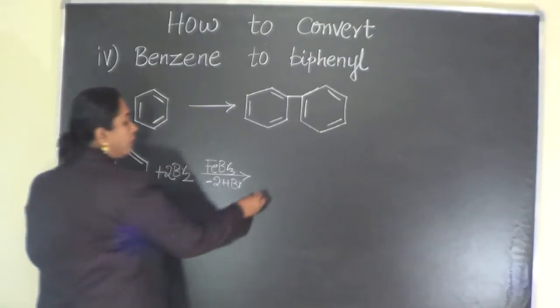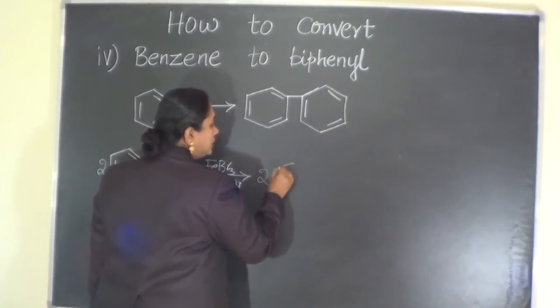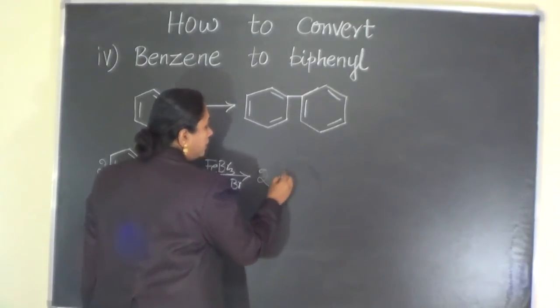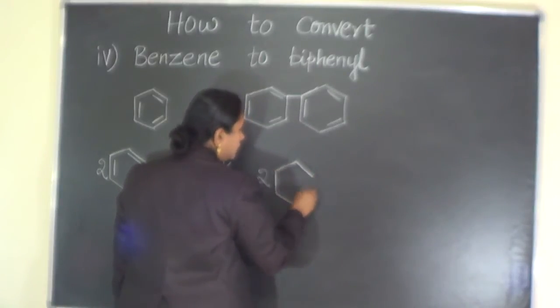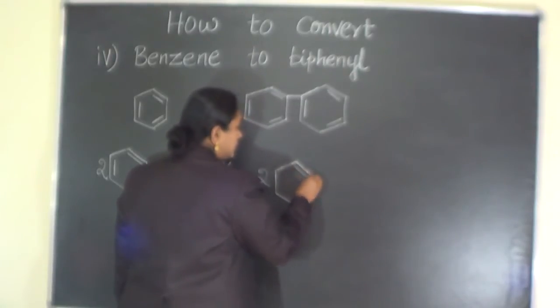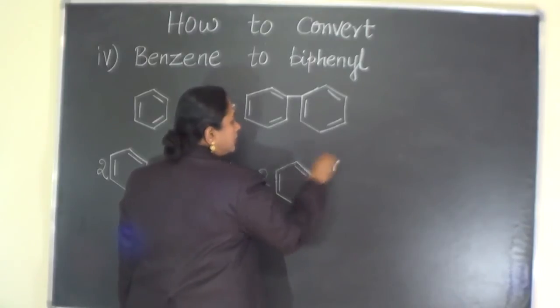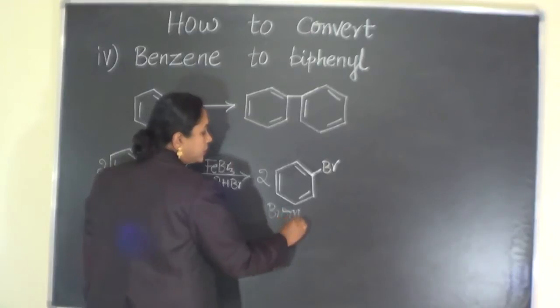Now let us see what is the product we are going to land up with. So two benzene rings. Let me write the structure of benzene ring properly. So there goes our benzene ring. It's not still proper but still okay. So now we landed up in the formation of bromobenzene.